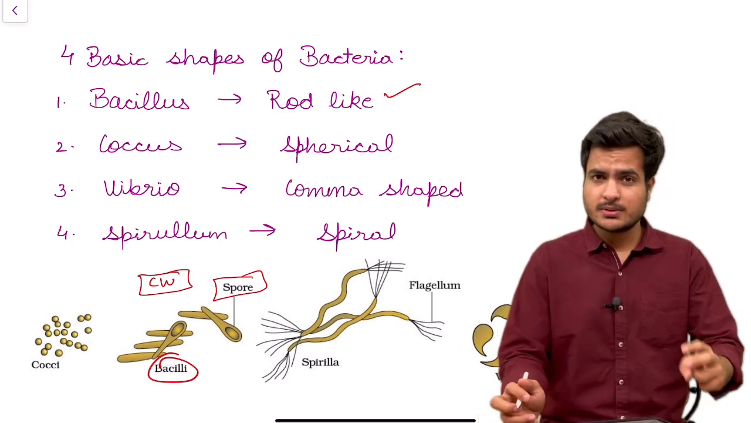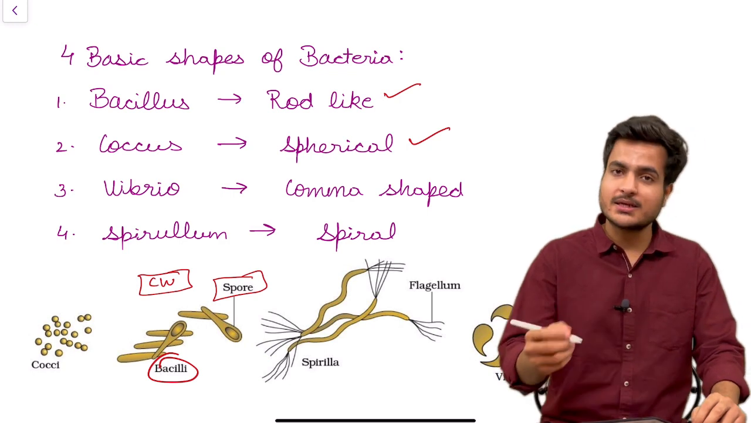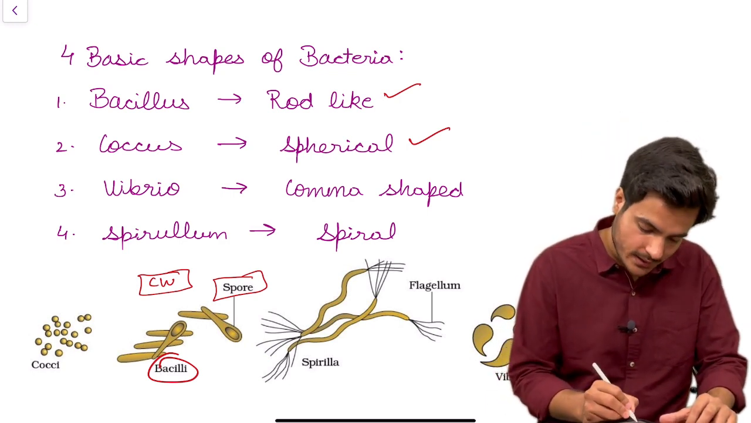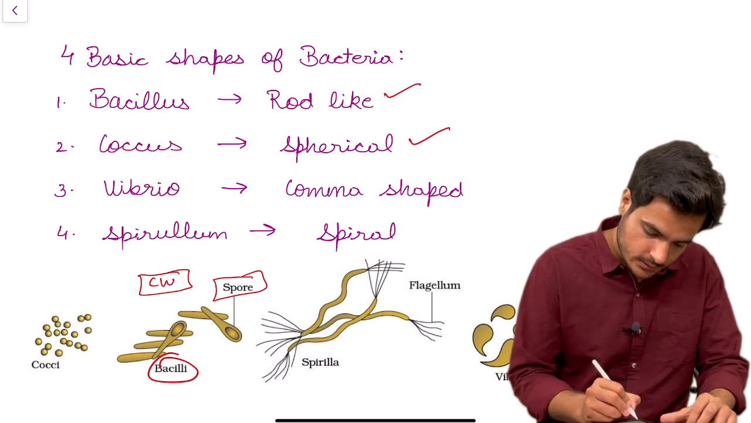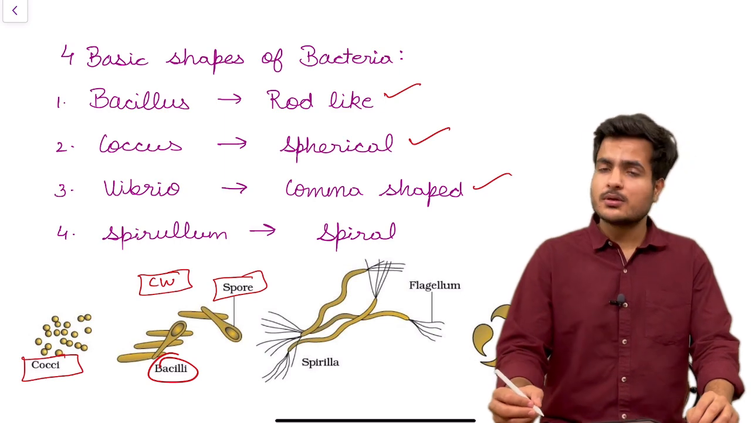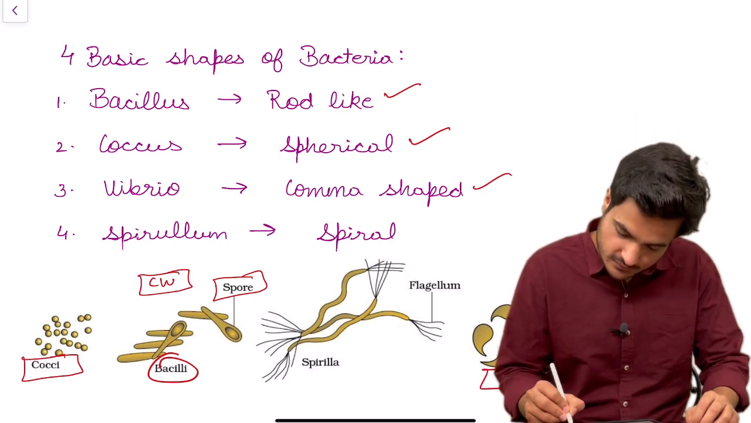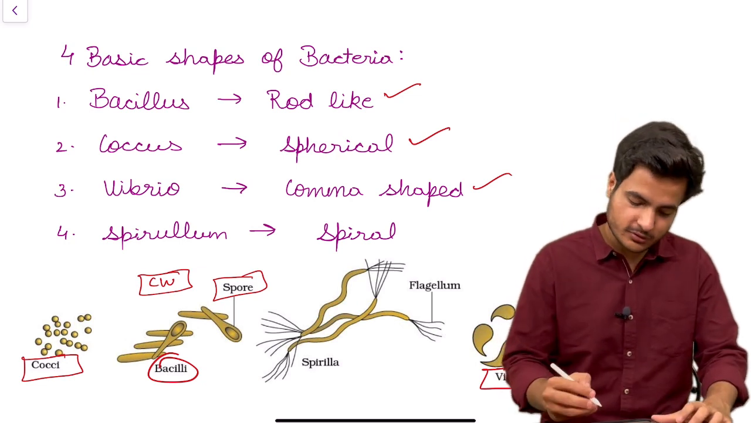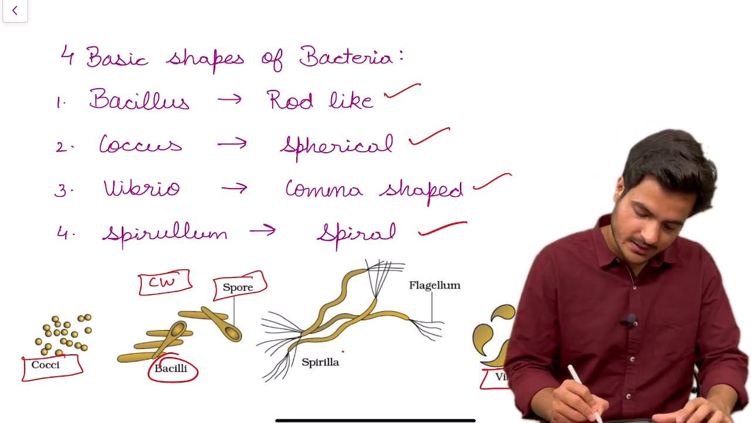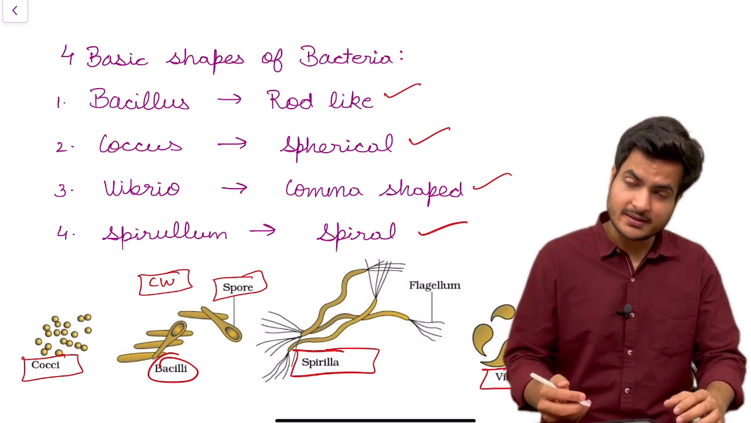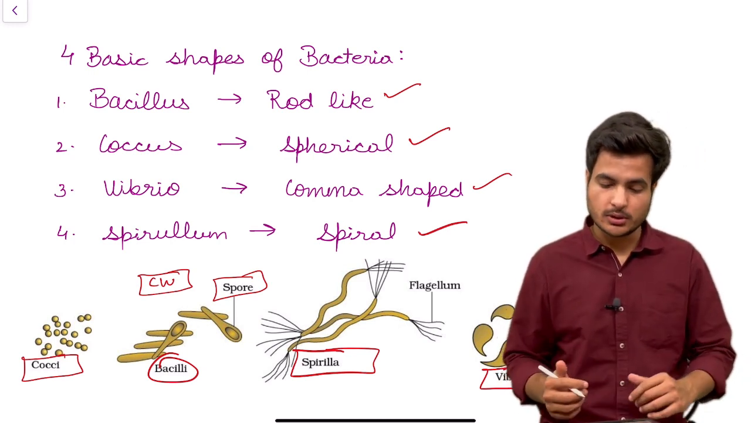The second shape is spherical, and the bacteria which have spherical shapes are called coccus in the singular and cocci when plural. The third shape is comma-shaped, which is called vibrio. The fourth shape is spiral, and the bacteria which have spiral shape are called spirilla when plural and spirillum when singular.